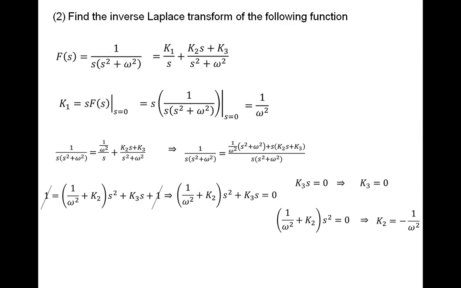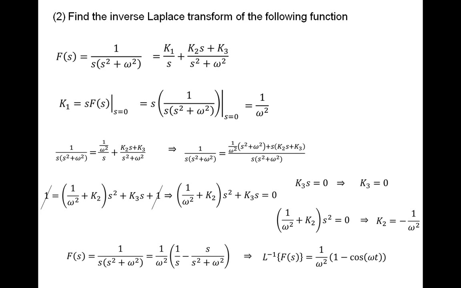By substituting the values k1, k2, and k3 in these fractions, I will have F of s equal to 1 over omega squared times (1 over s minus s over s squared plus omega squared). We know that the Laplace inverse of 1 over s is the unit step function, and if we look at the Laplace transform table, we see that the Laplace inverse of s over s squared plus omega squared is cosine omega t. So the Laplace inverse of F of s is equal to 1 over omega squared multiplied by 1 minus cosine omega t.